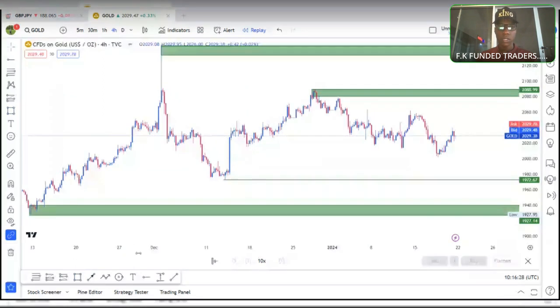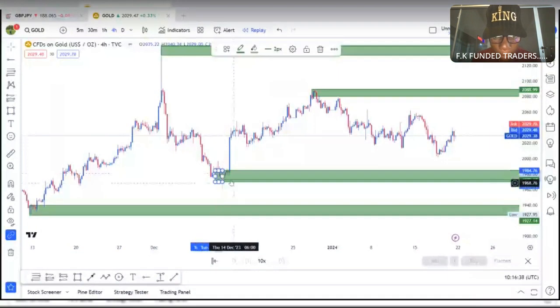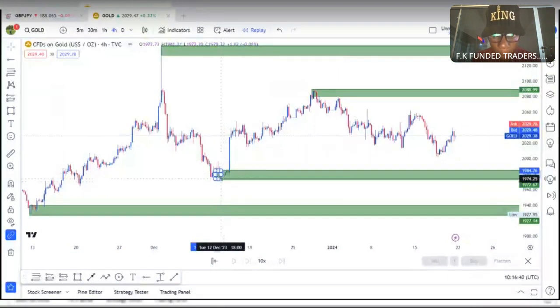Hope you know the types of zones. Normally, types of zones are considered depending on the candle pattern that we have. Make sure that they show us straight. So we got 1 hour.